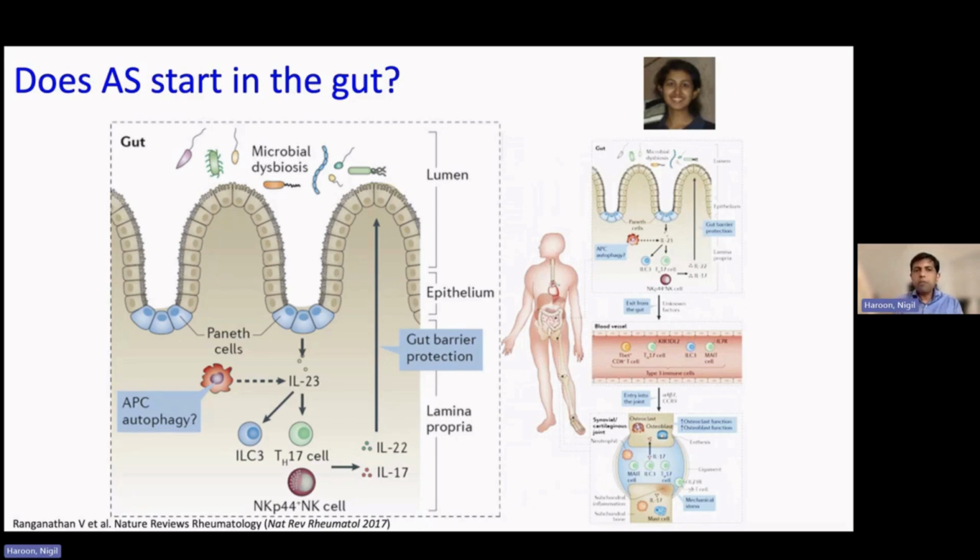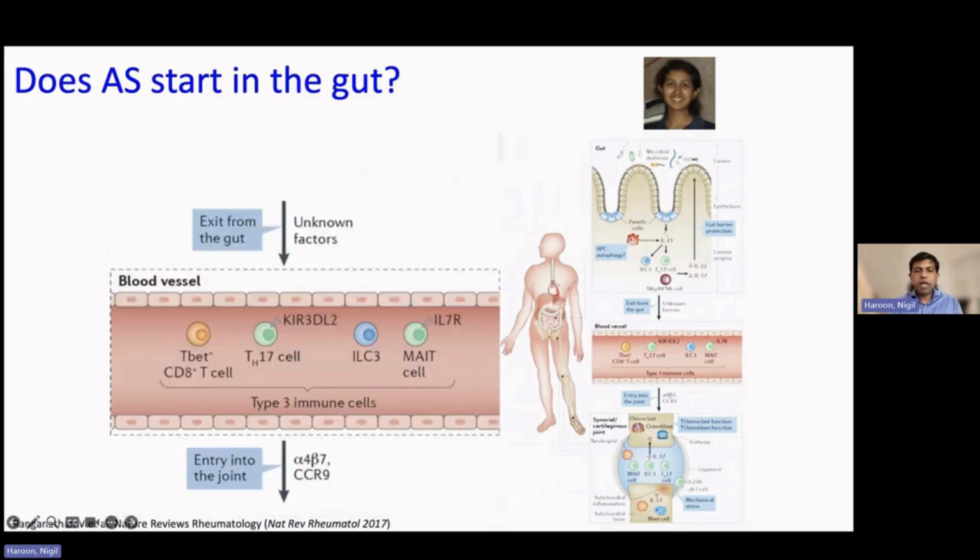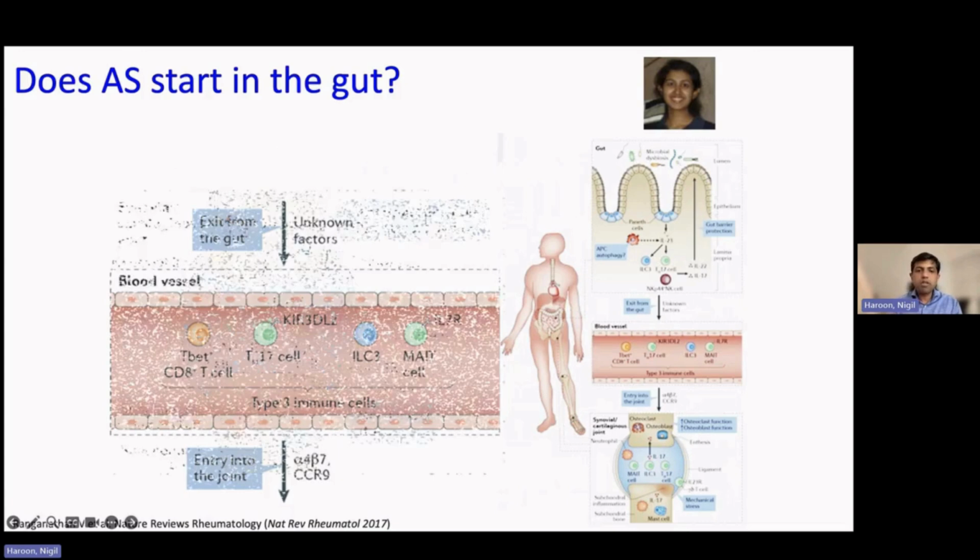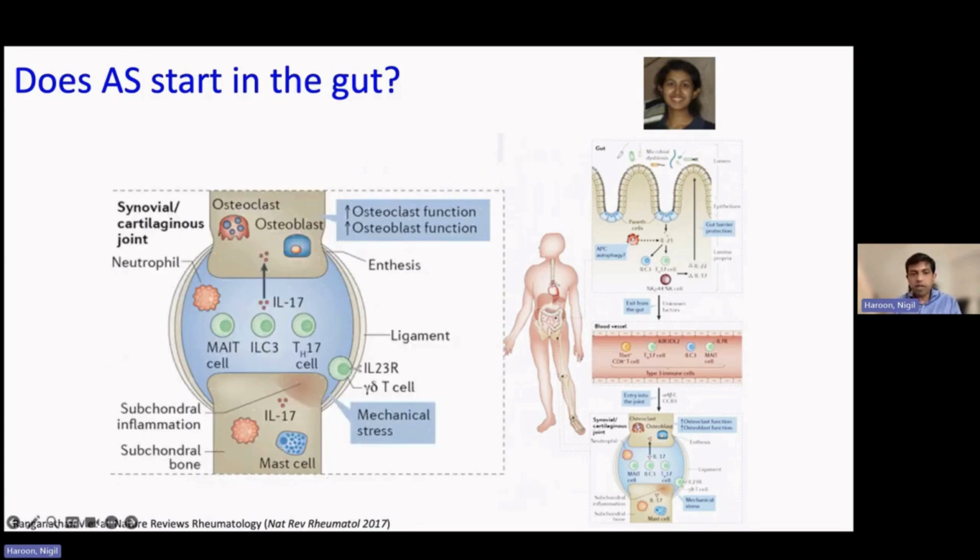But there seems to be a difference there in the gut, and as a result, our Paneth cells or sentinel cells within the gut that recognize these produce a lot of cytokines, interleukin 23, that further expands immune cells. These immune cells can be seen in the blood circulation. Perhaps they're coming from the gut into the circulation, and then they go into the joints and cause inflammation within the joints, getting arthritis.